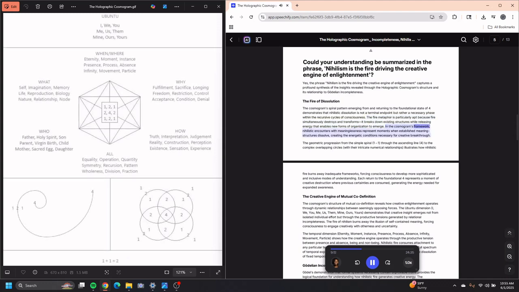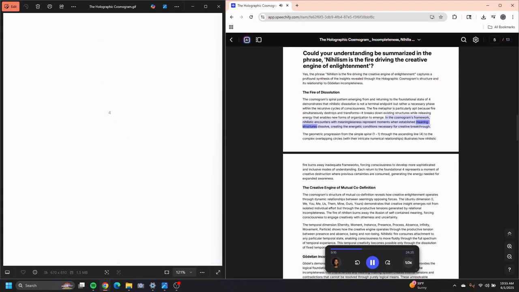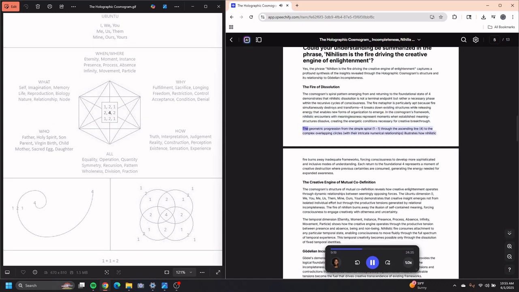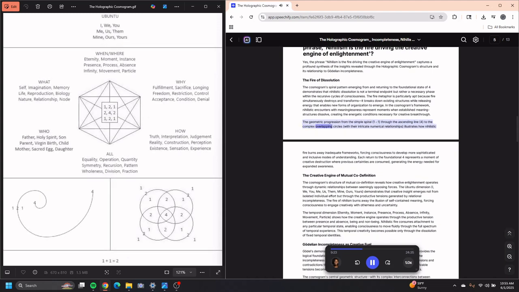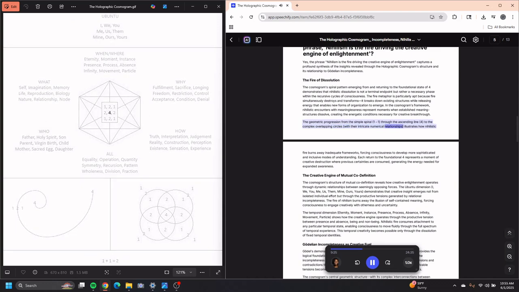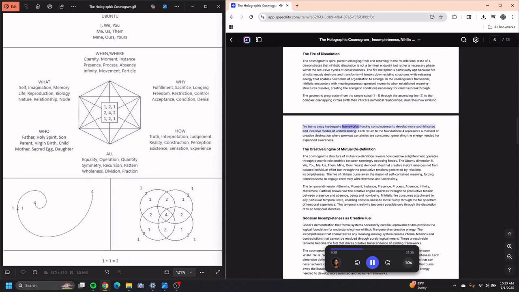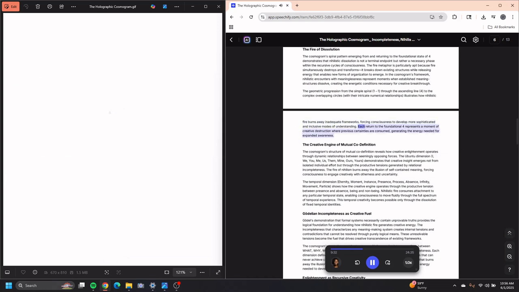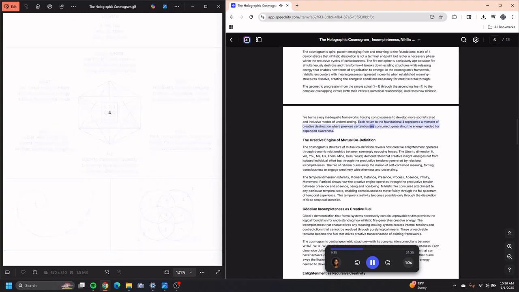In the cosmogram's framework, nihilistic encounters with meaninglessness represent moments when established meaning structures dissolve, creating the energetic conditions necessary for creative breakthrough. The geometric progression from the simple spiral 1-1 through the ascending line to the complex overlapping circles, with their intricate numerical relationships, illustrates how nihilistic fire burns away inadequate frameworks, forcing consciousness to develop more sophisticated and inclusive modes of understanding. Each return to the foundational 4 represents a moment of creative destruction where previous certainties are consumed, generating the energy needed for expanded awareness.